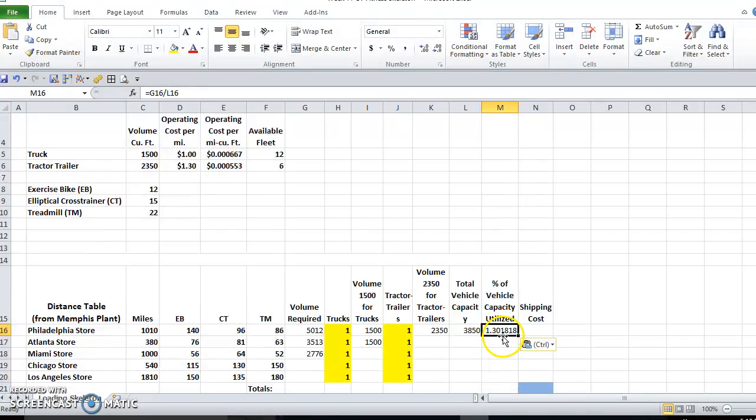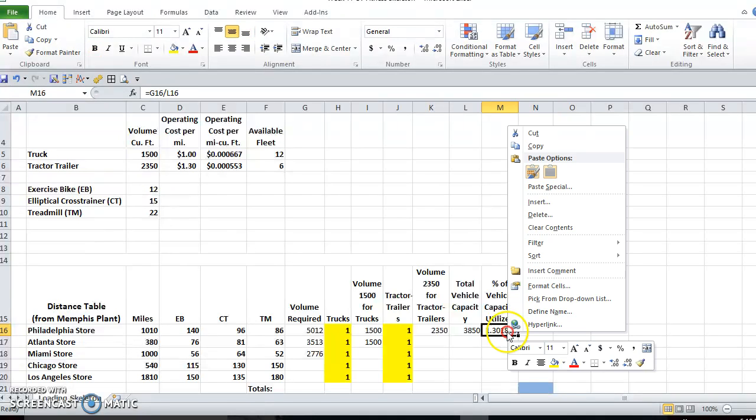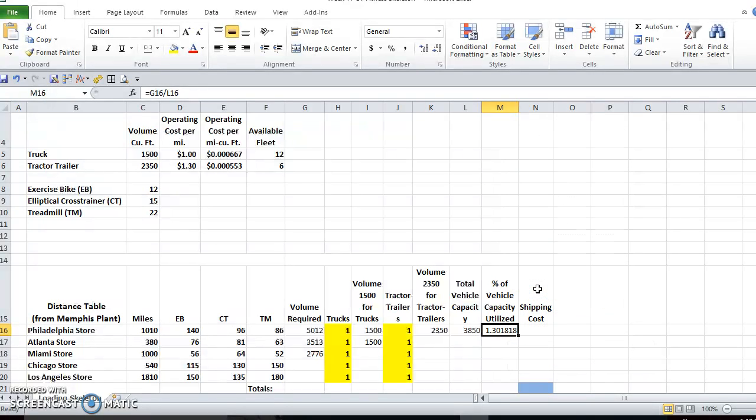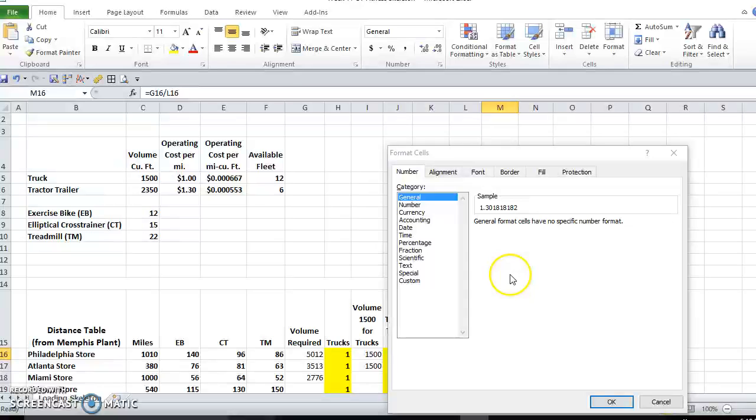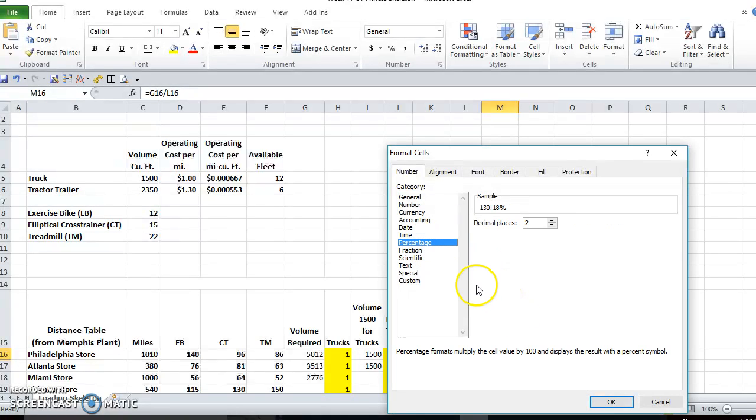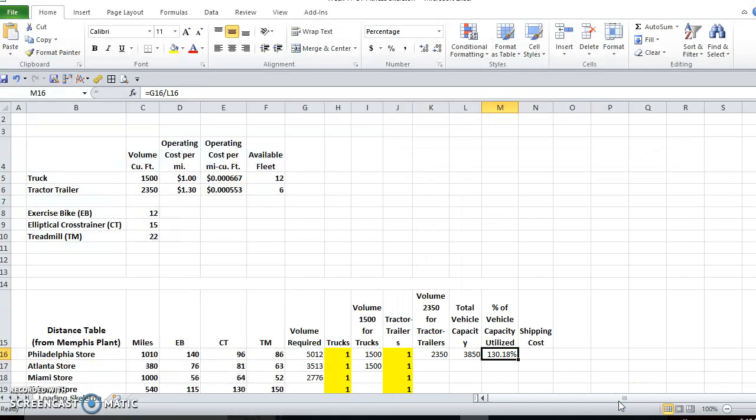Okay, yeah, 130%. Yeah, that's correct. It really should be a percentage, which I'm going to try to reformat. Bear with me for one second on this, just to be able to get that percentage. Okay, there it is. And then our shipping costs are probably the most complex.